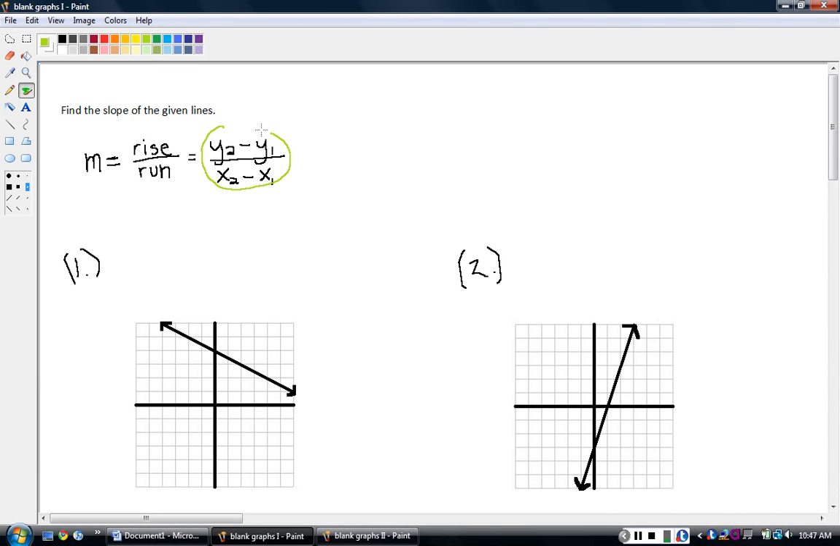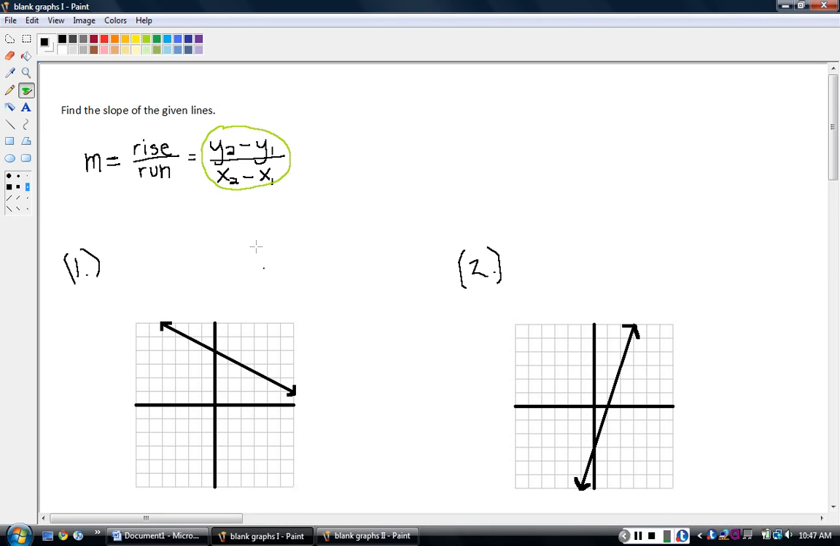We could use it. This is if I have 2 points, (x1, y1) and (x2, y2). What I do is I subtract the y values. That gives me the change in vertical distance, up and down. Subtract the 2 x values. That gives me my change in distance left to right. Okay, but if we have a graph, it's even easier than that, because we can just figure out what the rise to run ratio is by looking at the graph.